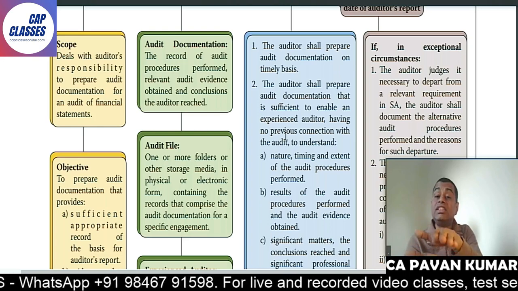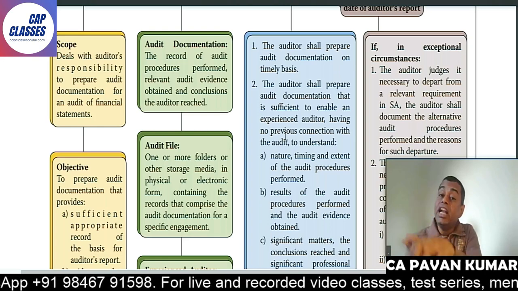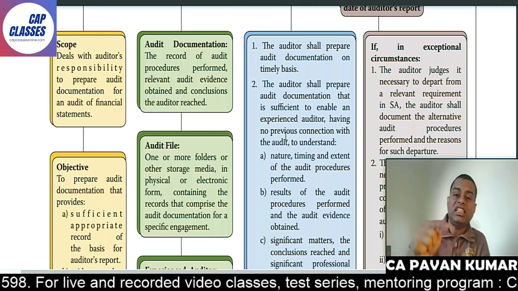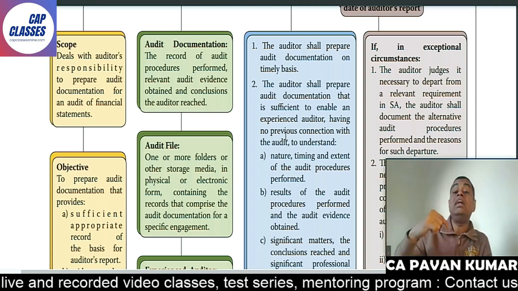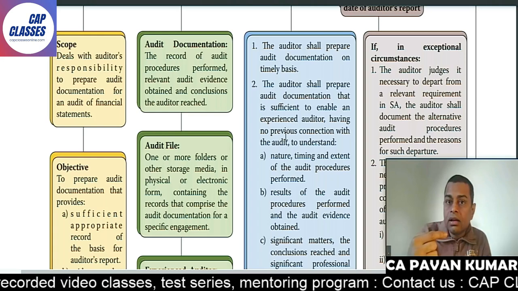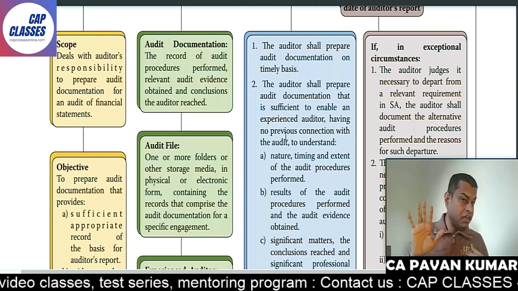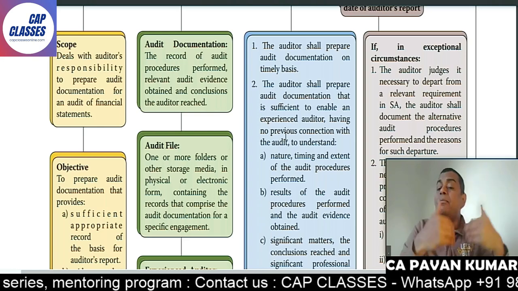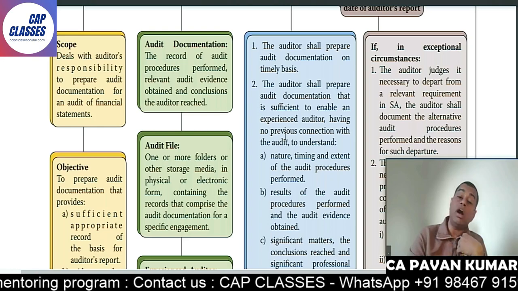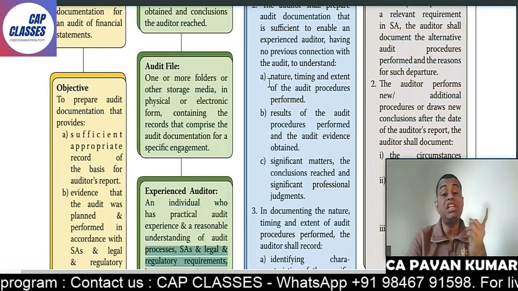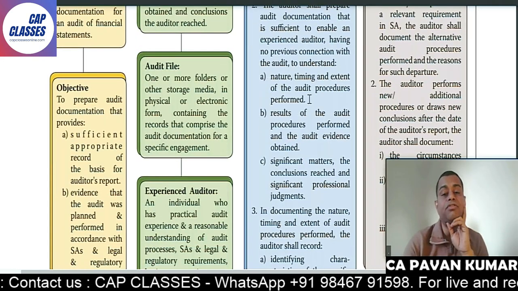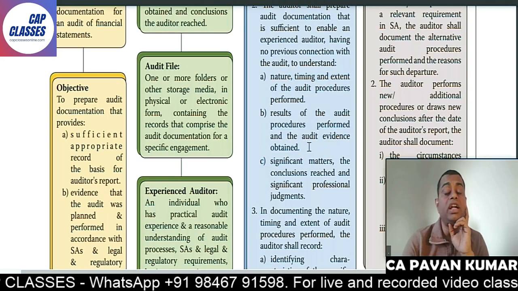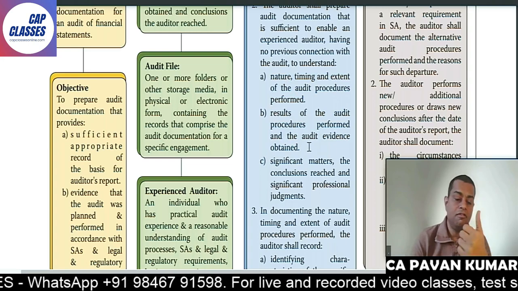An experienced auditor having no connection with the audit should be able to understand certain things looking at this file. So what should this file contain? This file should contain the records which enable an experienced auditor, with no connection with the audit, to understand: one, the nature, timing and extent of audit procedures performed, audit planning, results of the audit procedures performed and the audit evidence obtained.